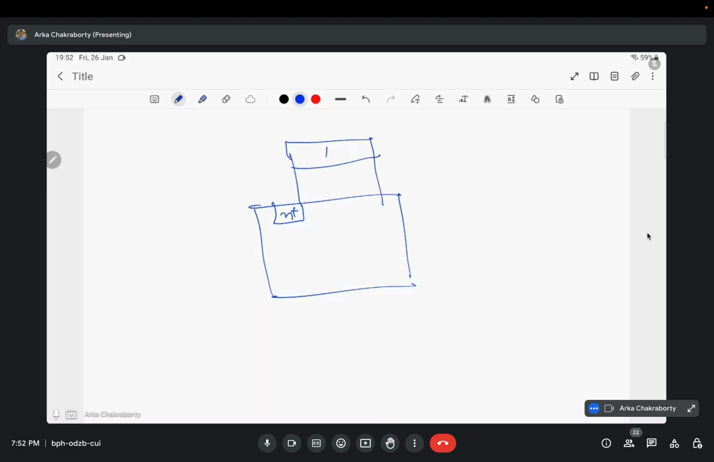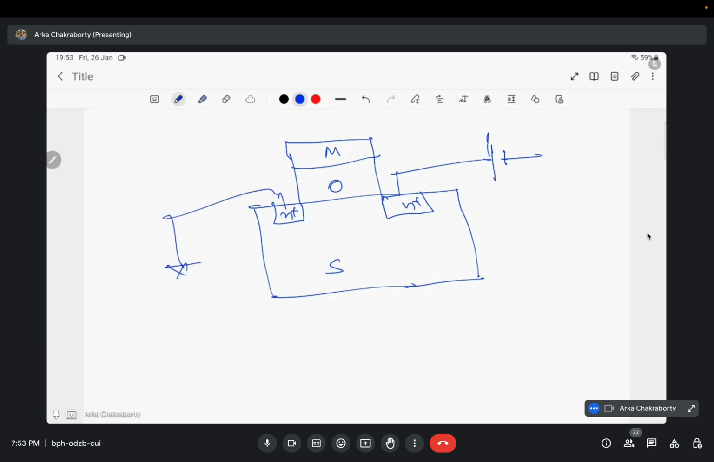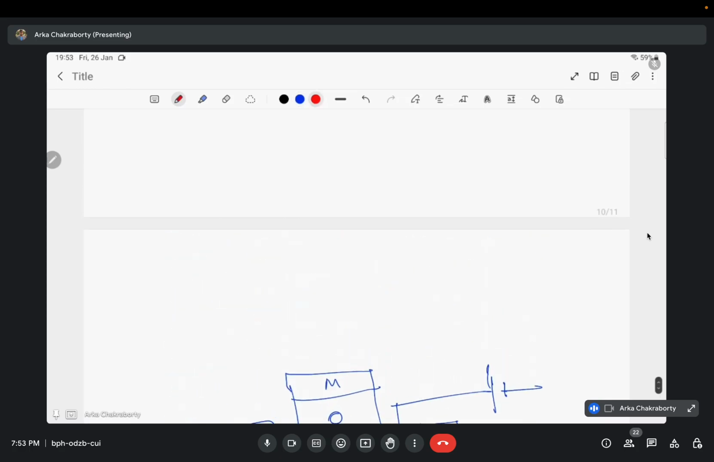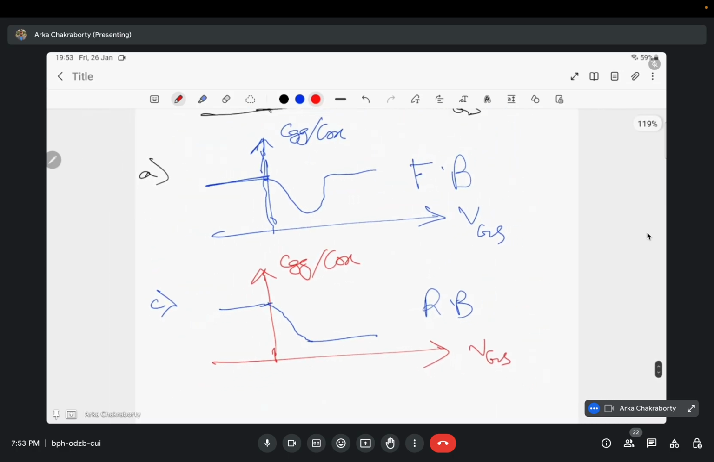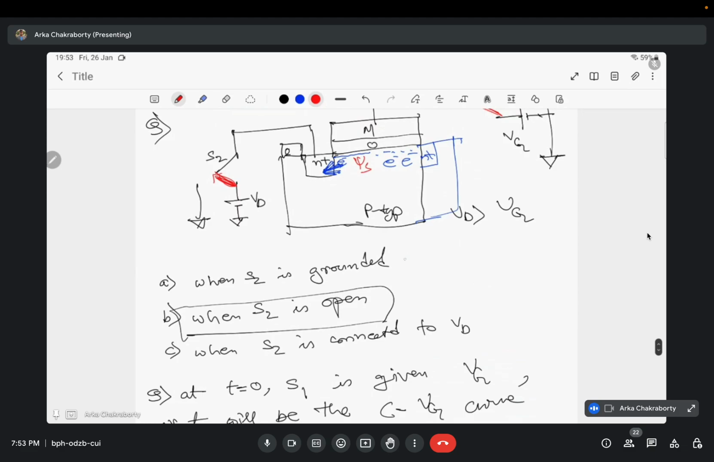It was your metal oxide semiconductor. Now let me add one N plus and provide a high voltage here, the case number C, and let me ground it here, case number B. So I am getting two junctions here. Which case does it resemble? This resembles the forward bias case, the grounded case.